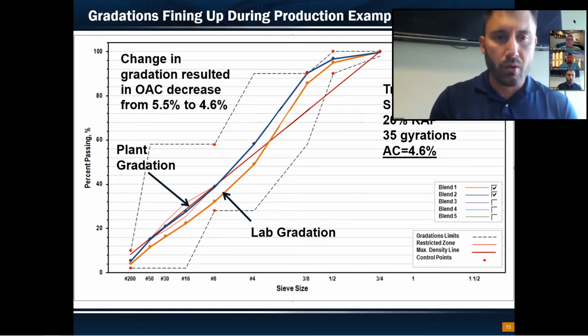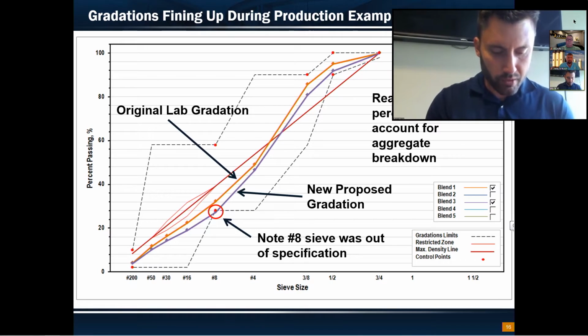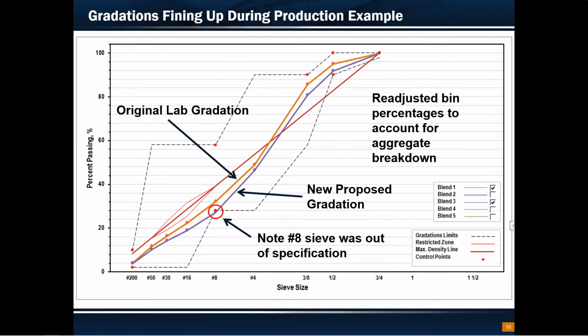So what we decided to do was work with the contractor and account for that aggregate breakdown, that shift in the material getting finer as it goes through the plant. What you see in the purple line is where we said we're going to make the design even coarser. We adjusted our bin percentages to make that mix coarser so that when it goes through the plant, we can account for that material breaking down or fining up.